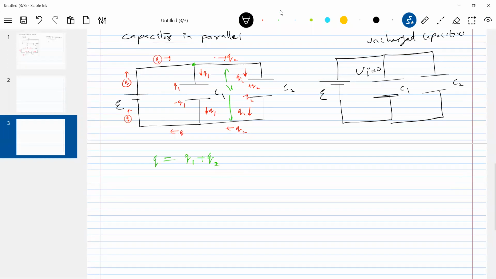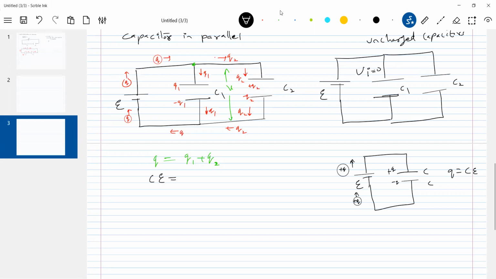Looking at this circuit, I want to replace it with an equivalent circuit. The equivalent circuit is this one, with only one capacitance, so that the charge that left the battery, the same charge should enter the negative terminal. So here you can write Q equal to C into E. Let me write here C.